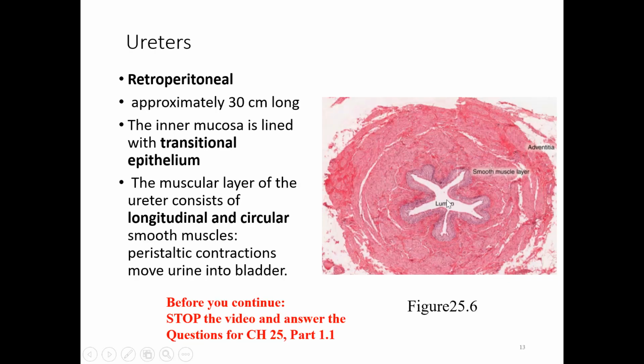Okay, the tubes connecting kidneys to the urinary bladder are called ureters. They are also retroperitoneal, approximately 30 centimeters long, and they are lined with transitional epithelium, like the urinary bladder. Inside there are two layers of muscles, longitudinal and circular, and they provide peristaltic contractions that move urine into the bladder. So it doesn't matter what the position of your body is, horizontal or even upside down, urine still will be going from the kidneys to the bladder.